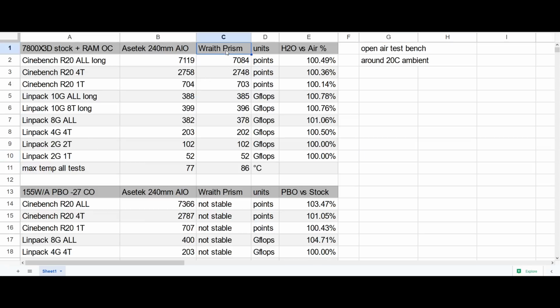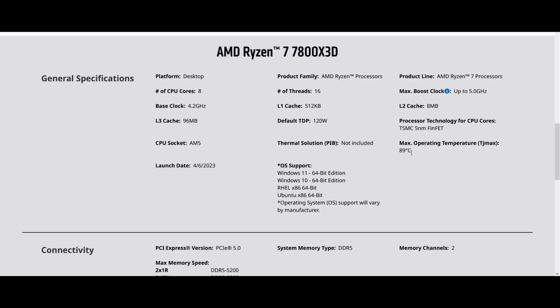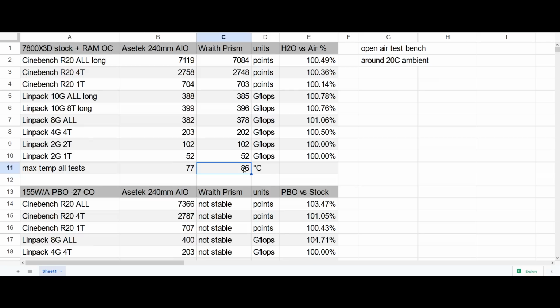As it turns out, a Wraith Prism delivers basically the exact same performance as a 240mm AIO. Admittedly, at much higher temperatures, right? 86 degrees instead of 77 degrees, but I would like to point out the fact that 86 degrees is less than 89. Therefore, in my testing, I didn't even hit the thermal limit.